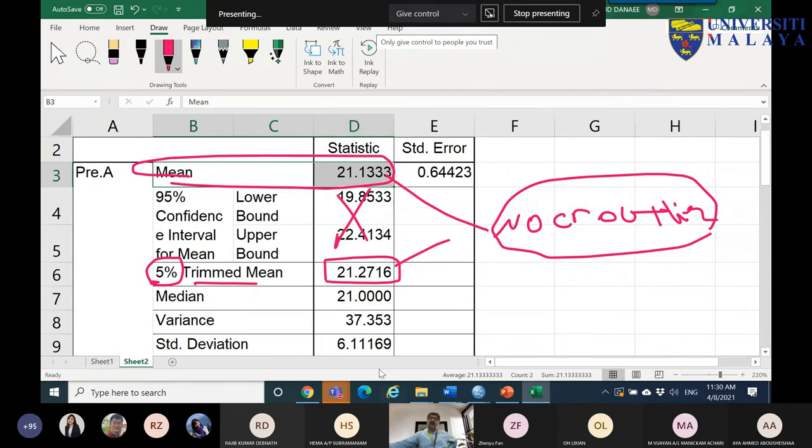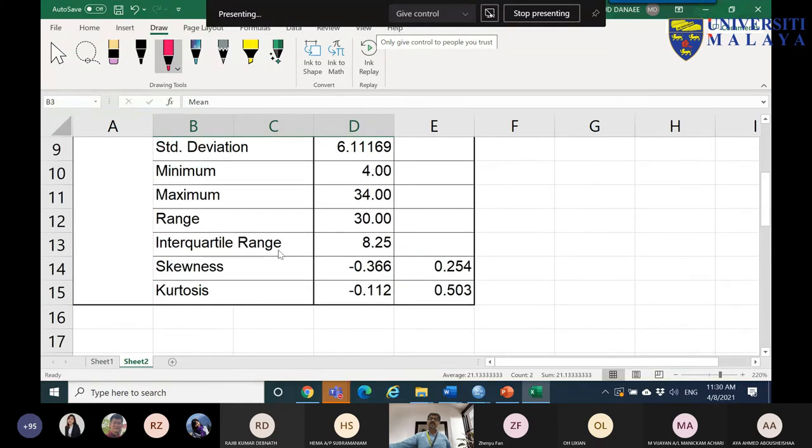If you remember, I mentioned that in a normal distribution, the mean and median are the same. Look here. The mean and median are very similar, no difference. So it means this data is normal. But basically we consider the skewness and kurtosis. Referring to our previous explanation, are they acceptable or not?